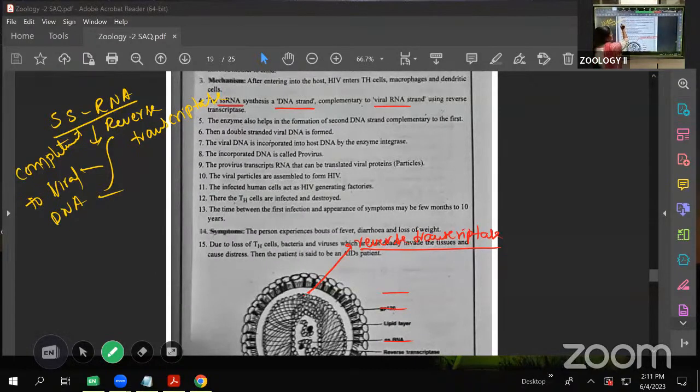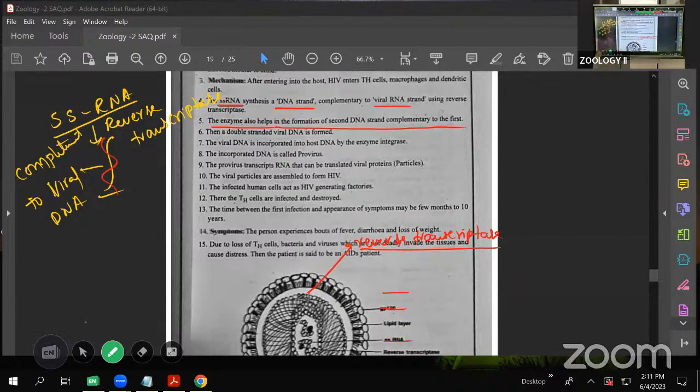With the help of that enzyme only, the second DNA strand, complementary to the first, is also formed. The first one is formed. After that, the second one is formed, also in the presence of reverse transcriptase.